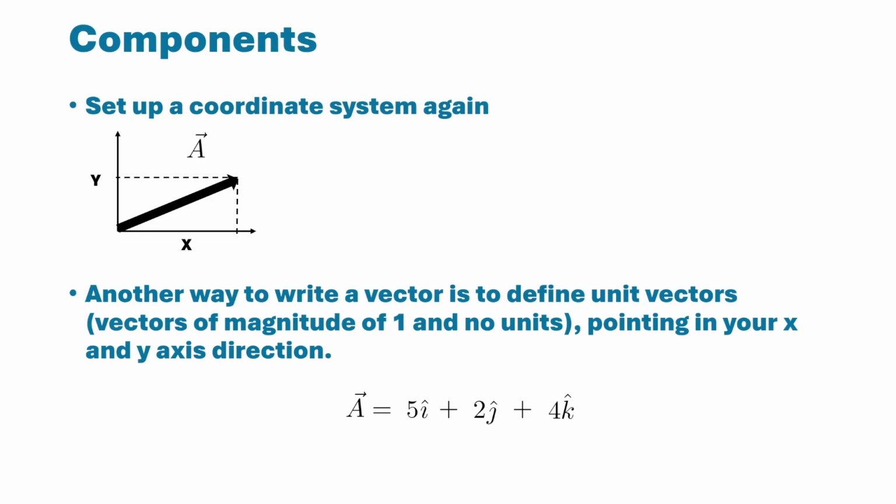If there's a z component, which we'll talk a little bit about in the next video, then the unit vector pointing down the z-axis is the k hat vector.